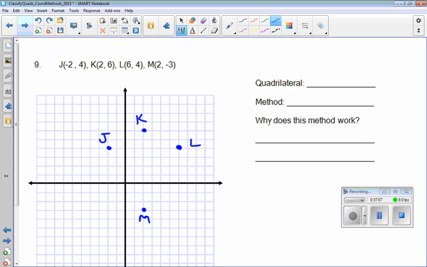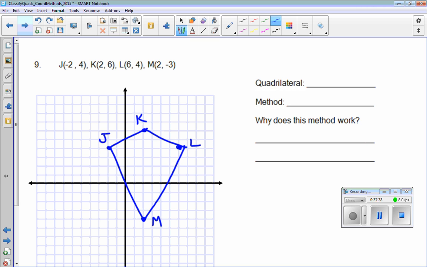Did I draw that right? No. Let's make sure I graphed it right. All right. What does that look like to you? Looks like a kite. All right.